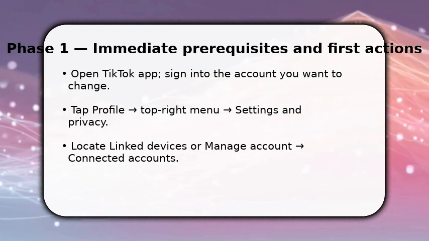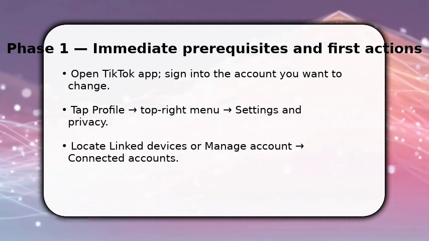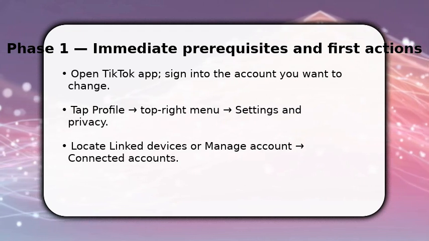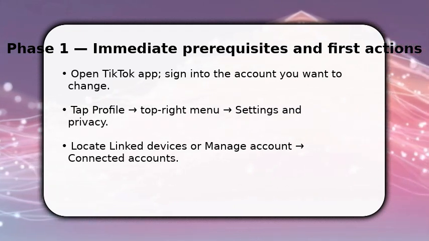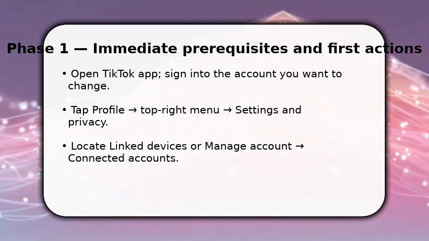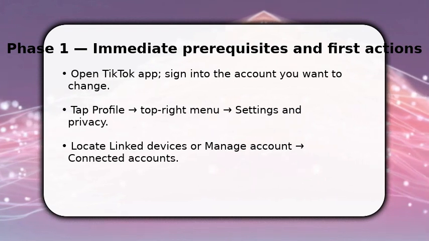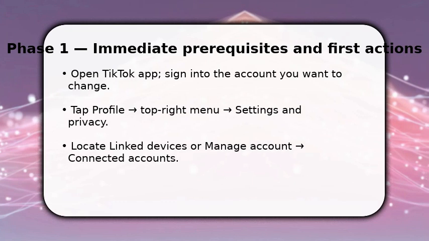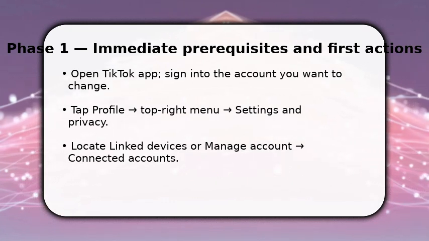Make sure you see Manage Account or Linked Devices; different UI versions may rename it. Now tap Connected Accounts to view current links. Why do this first? Because you need to remove or replace an existing link before adding a new provider, avoiding duplicate bindings and login conflicts.